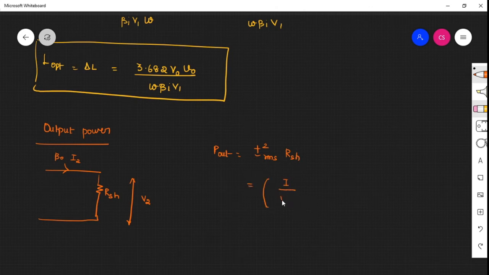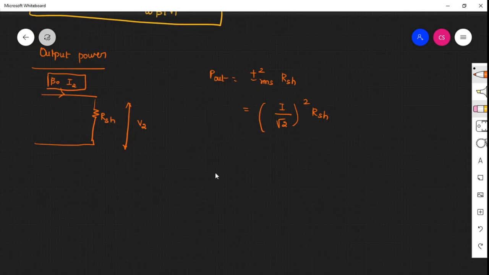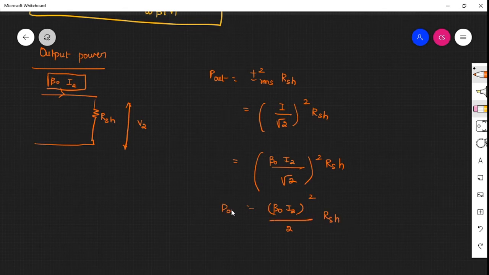The RMS value of current is given by I by root 2, the whole square, into RSH. And we know that current is a function of the beam of the electron that is formed, so it is given as beta naught into I2. It is not a single electron component. It is a beam of electrons, or the bunch of electrons. So it is beta naught into I2 divided by root 2, the whole square, into RSH. So it is beta naught I2 the whole square, root 2 square becomes 2, into RSH. This is your power output.